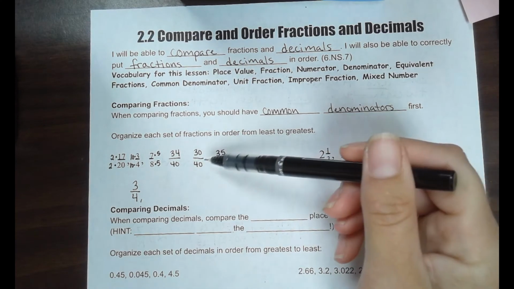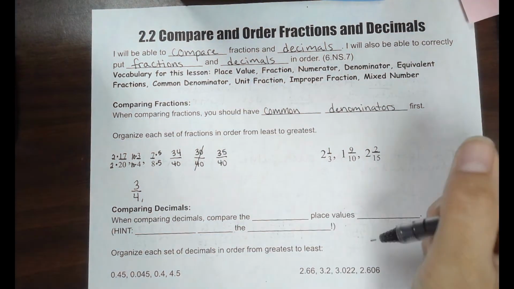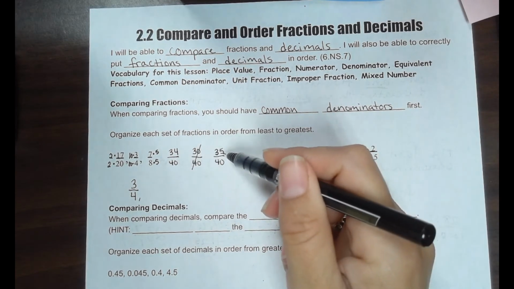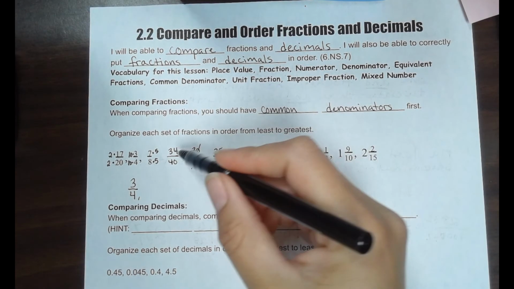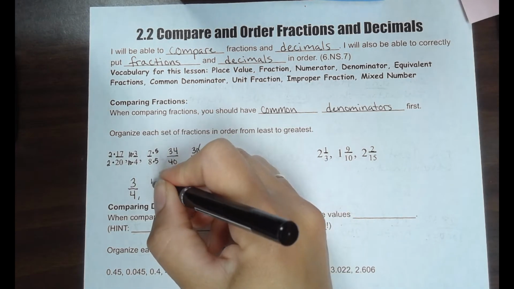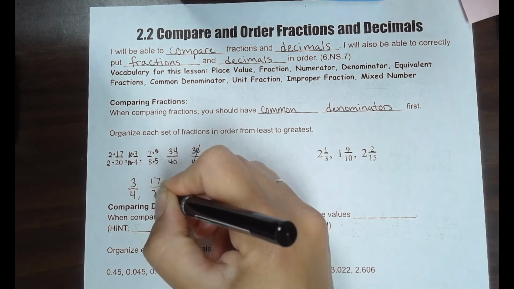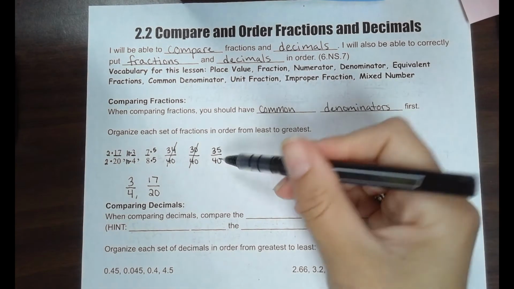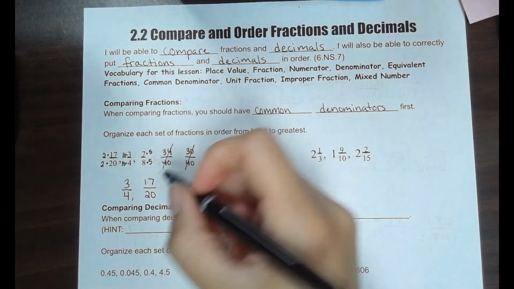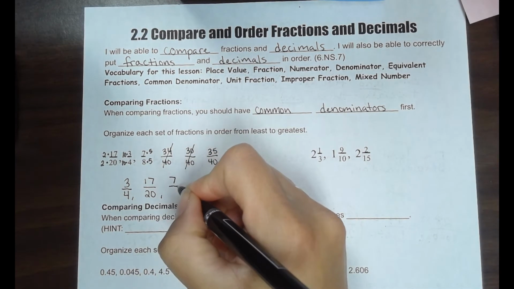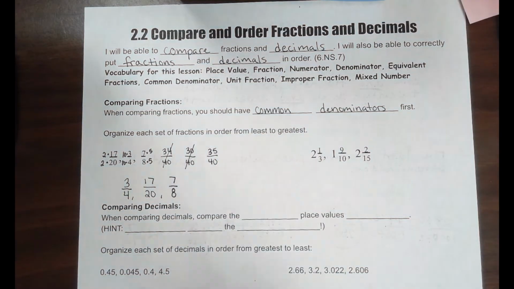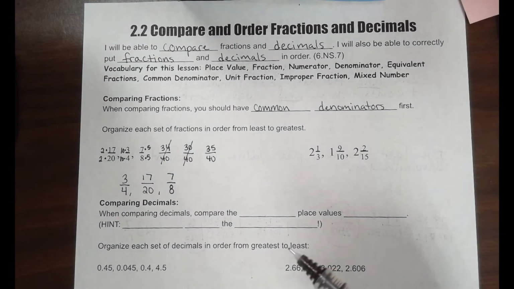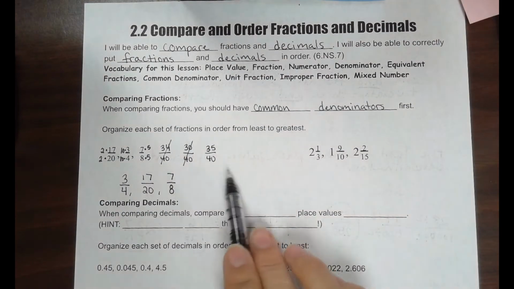So 3/4 was first. I've used it up. Which of these is next smallest? Well, 34 pieces is smaller than 35 pieces. So that was 17 over 20. And then that leaves us 35 over 40, which was 7/8. So 7/8 is the biggest of these fractions. But looking at them the way they were, I couldn't tell you which one was bigger or which one was smaller. So that's why we got a common denominator.